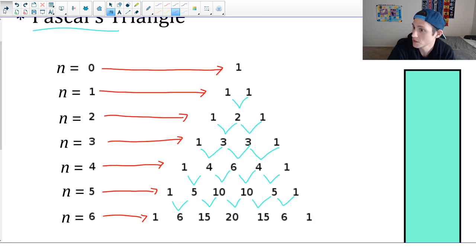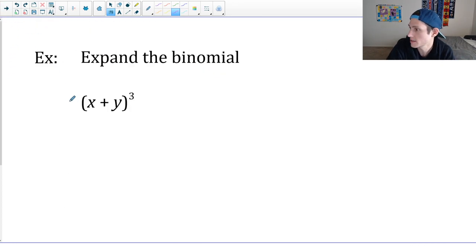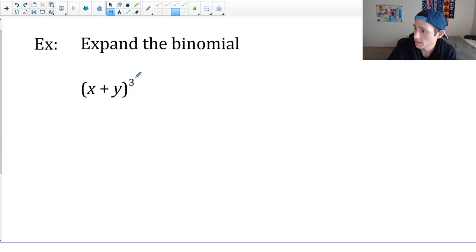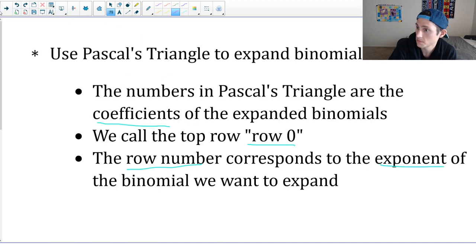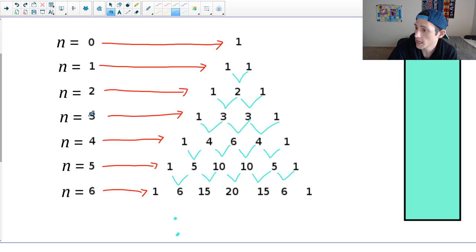All right. So let me show you how this works. Let's just use it in practice. It's much easier to tell. So expand the binomial x plus y cubed. So here's the pattern. If my exponent is 3, then that means n equals 3. So I'm going to go to my n equals 3 line, and I see that my coefficients are 1, 3, 3, 1.